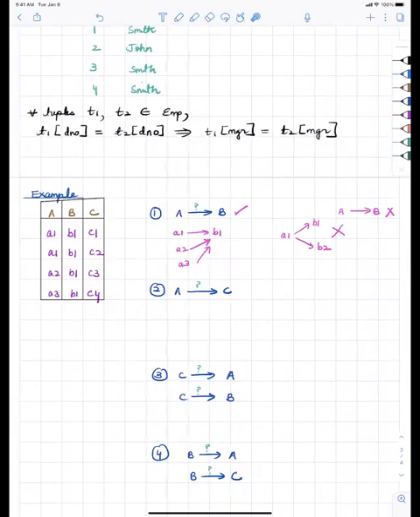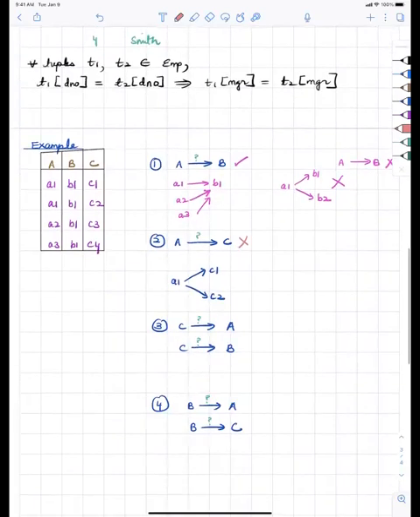It doesn't, because A1 maps to two different C values. Yes, you have A1 going to C1 and A1 going to C2. So you're right, it does not. So this one is wrong. A does not functionally determine C. So let's look at the next one.